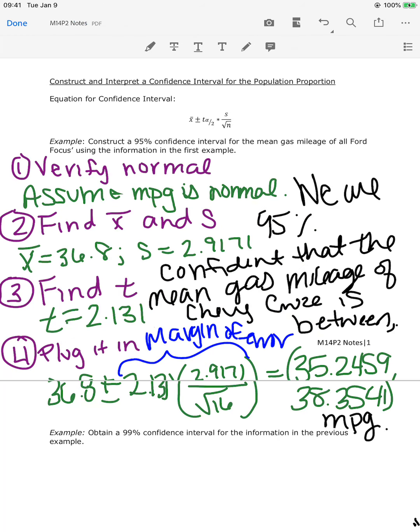There we go. All right. So we are 95% confident that the mean gas mileage of a Chevy Cruze is between 35.2459 miles per gallon and 38.3541 miles per gallon.